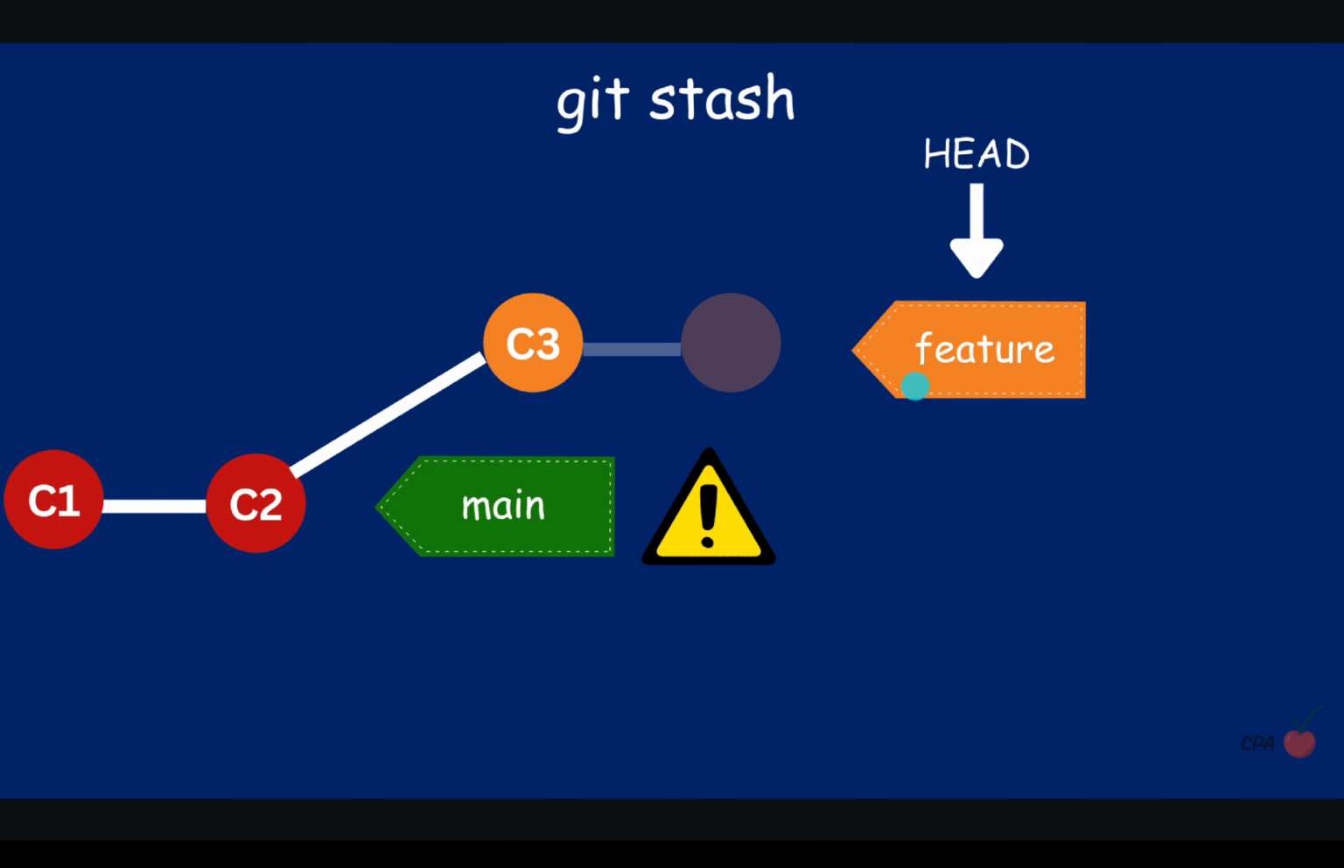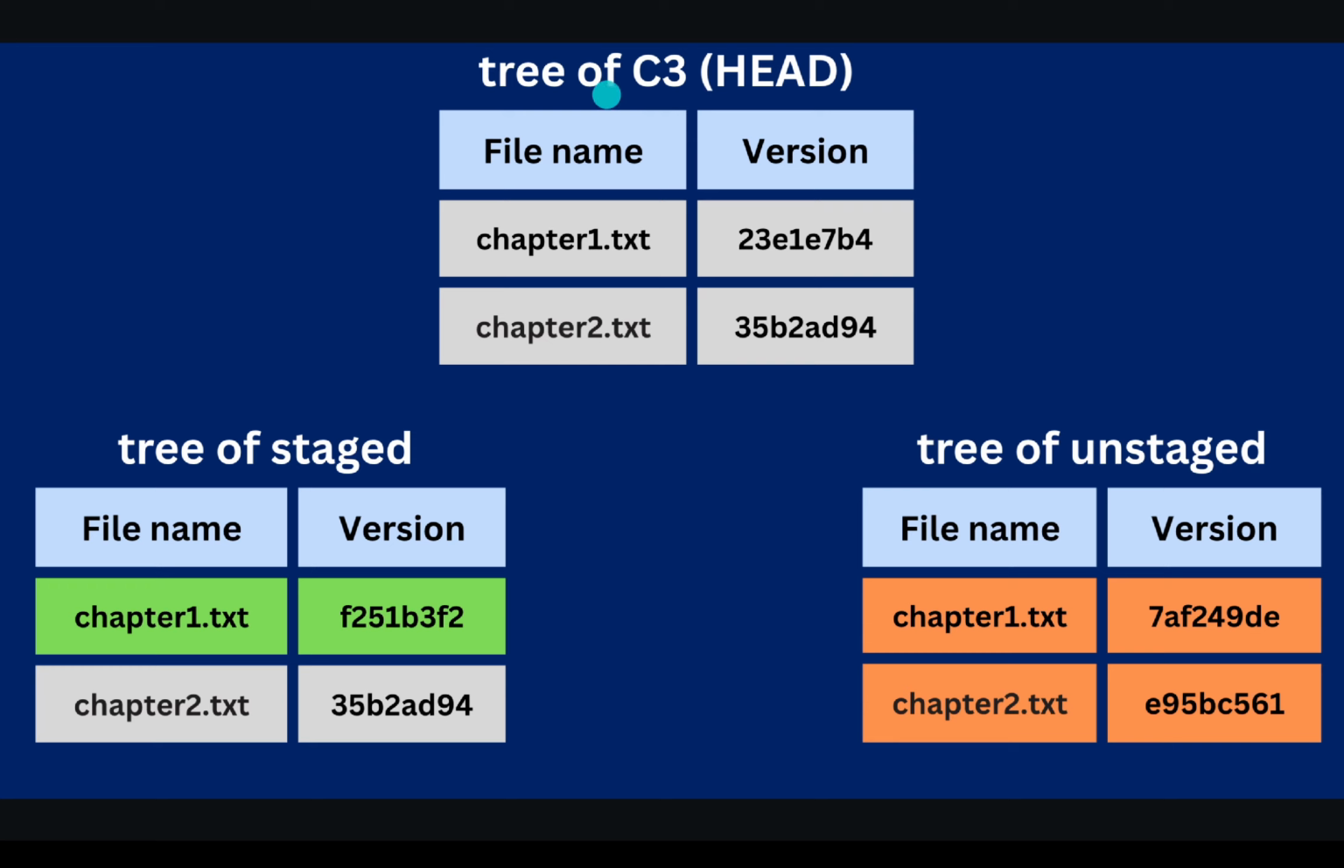So we're on the feature branch and we have some changes on top of commit 3. If you look at the tree of commit 3, the HEAD, we have something like this. This is a simplified version. So let's say we have only 2 files, chapter 1 and chapter 2, and this is the version that we have saved in commit 3. And we also have the tree for the staged changes.